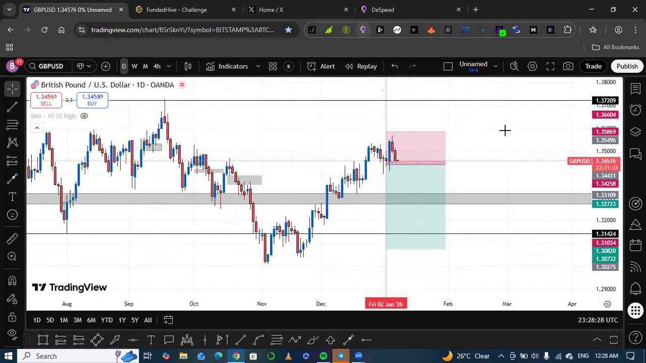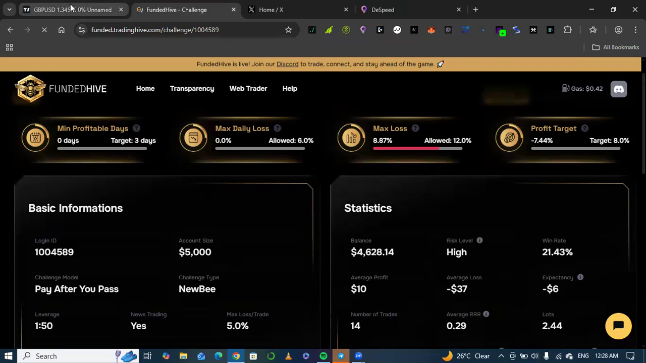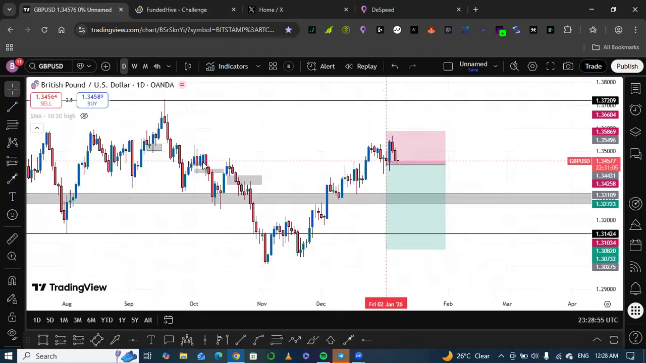Regarding my account, I currently have a funded Hive account that I'm managing. I bought this account in October, the end of October last year. I've been on losses because of this consolidation. Price has just been consolidating.